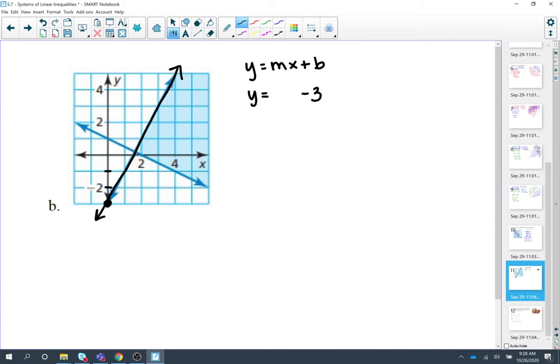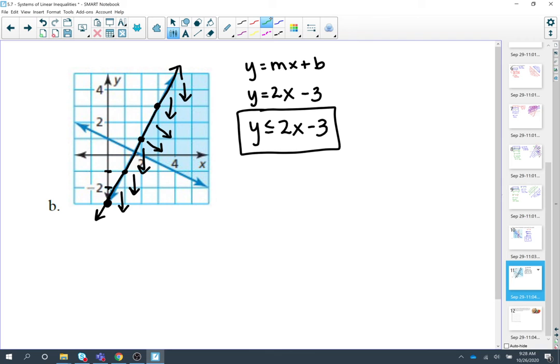My slope, I'm going to rise 1, 2, run 1. So up 2 over 1, up 2 over 1, up 2 over 1. So my slope is 2. Then if I come from my line, I kind of shaded like this way. I mean, I could go like this. But if I'm shading this way, is that below the line or above the line? And that's below the line. So y is less than, it's solid, or equal to 2x minus 3.